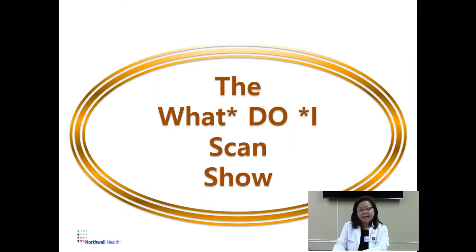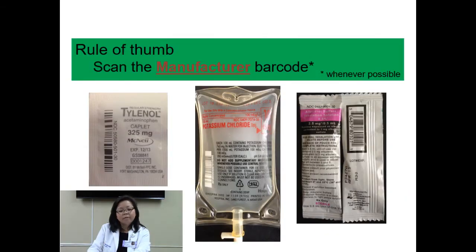The what do I scan? So we're going to go over that by looking at some examples. What do I scan? The rule of thumb is to scan the manufacturer's barcode. Look at the actual NDC code on them. So we'll show you some slides and view some of the medications. So here's some further scanning, to show you the NDC code on this IV bag of heparin.